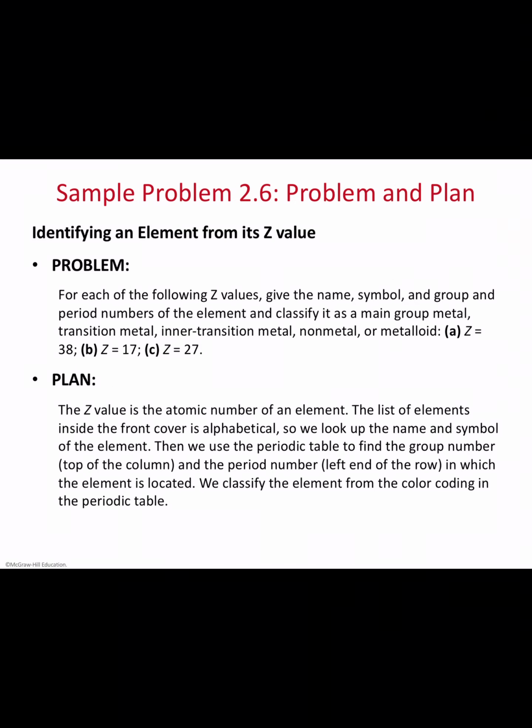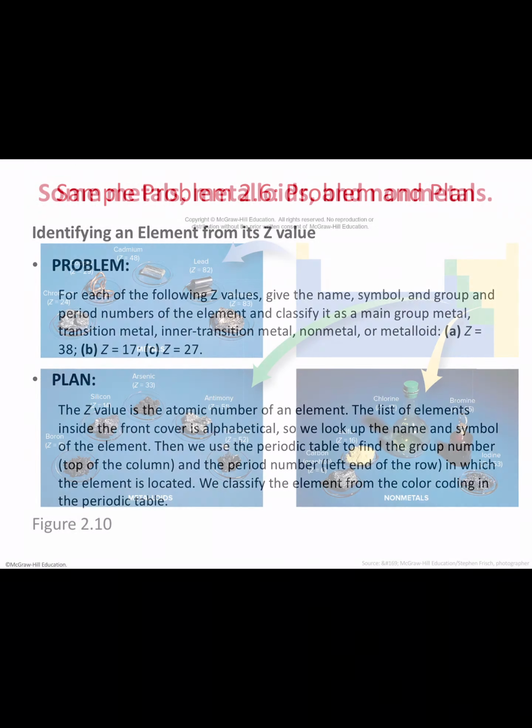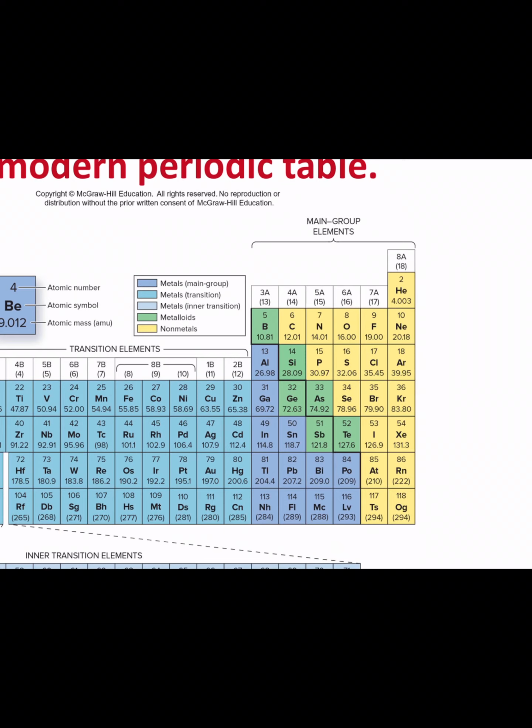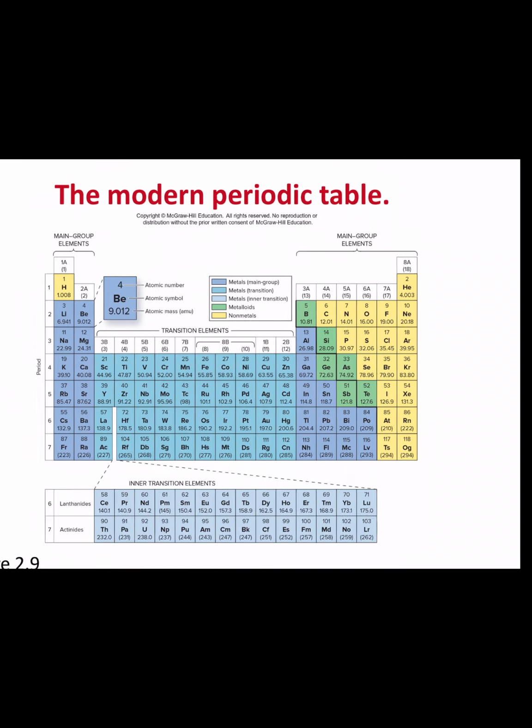And then the next one, atomic number 17. So let's go and look at 17. Atomic number 17 is chlorine. What is it? It's a non-metal, right? What's the group number? This is group number 7A. What's the period? It's going to be 1, first period, second, third. So it's in the third period and group number 7A, and it is a non-metal.